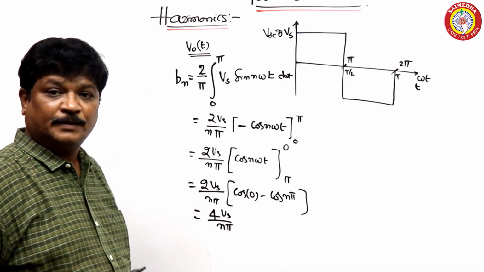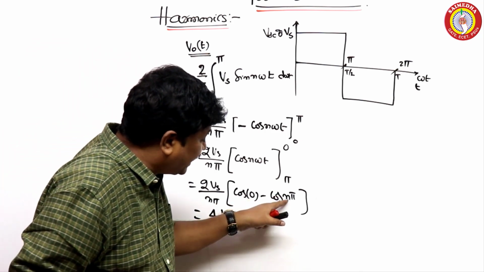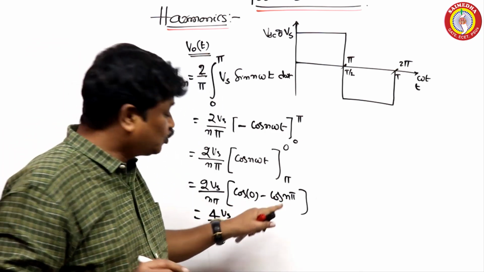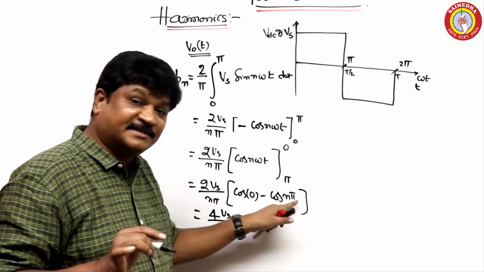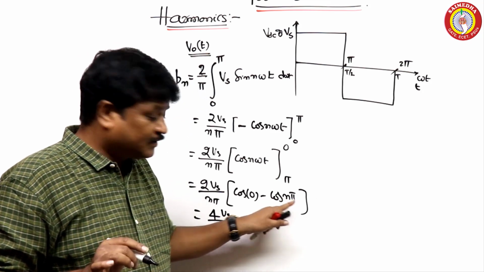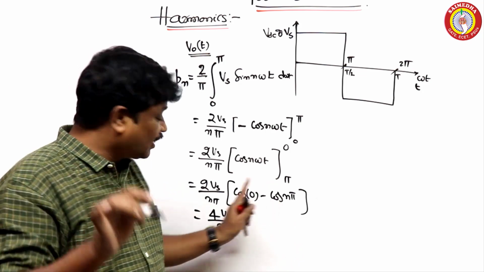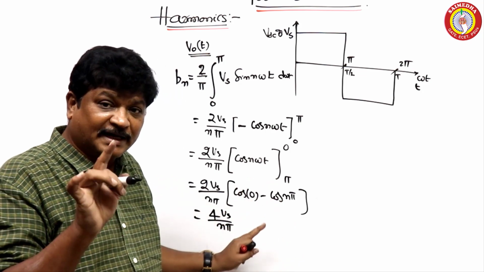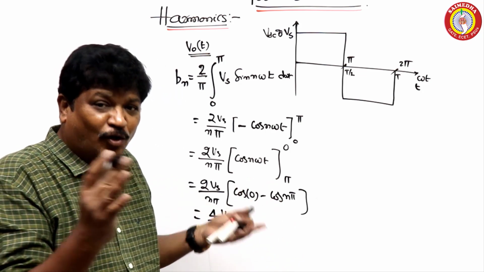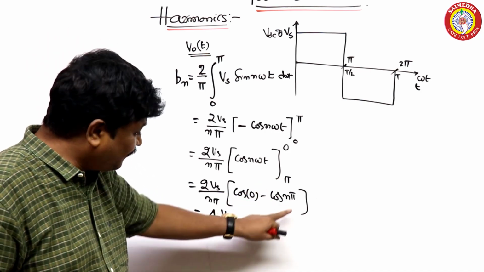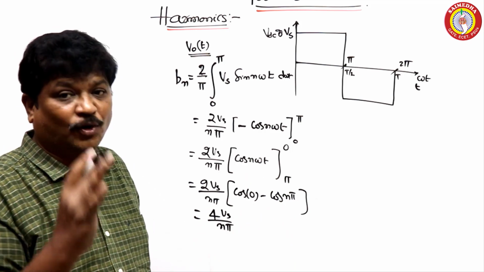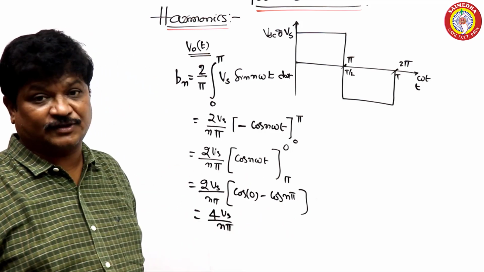Sir, suppose you substitute n is equal to 2. 2 pi means 360. Cos 360 means cos 0. Cos 0 minus cos 0, what does it become? 0. Because we know there are no even terms. It has only odd terms. Even if you substitute even terms here, you are getting 0. It consists of only odd terms.